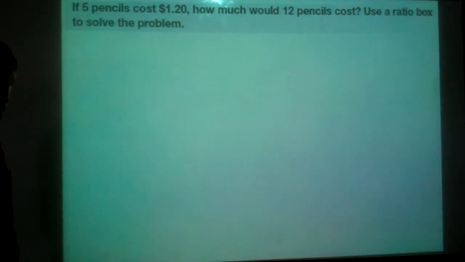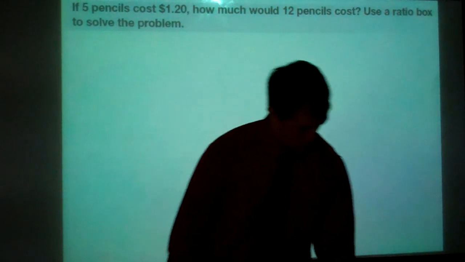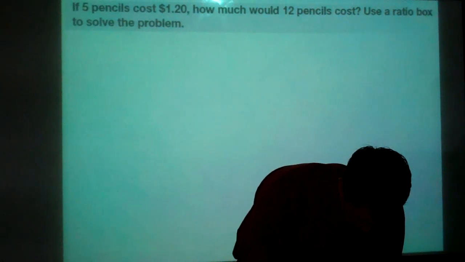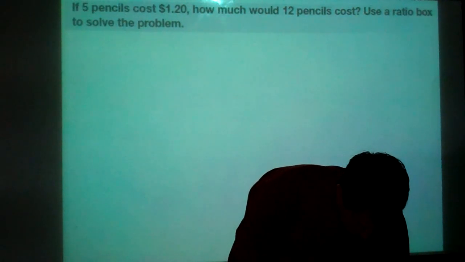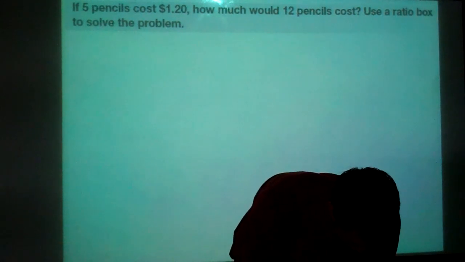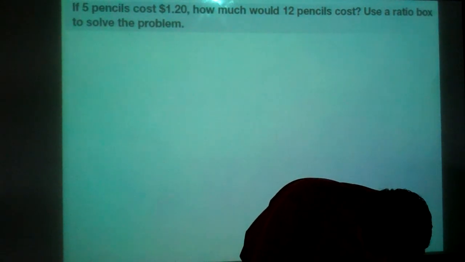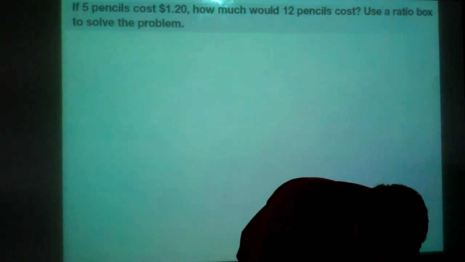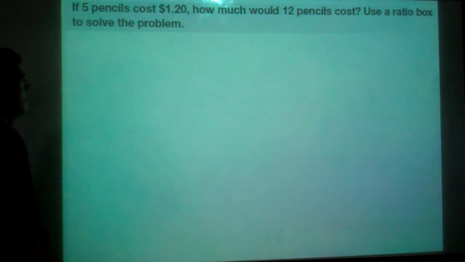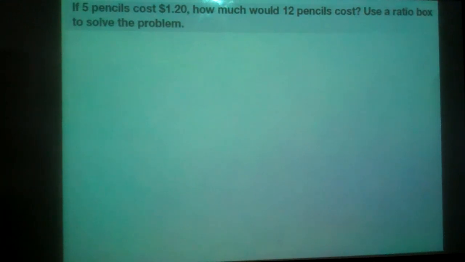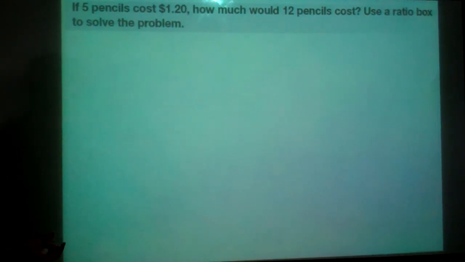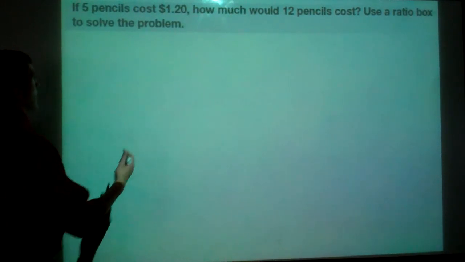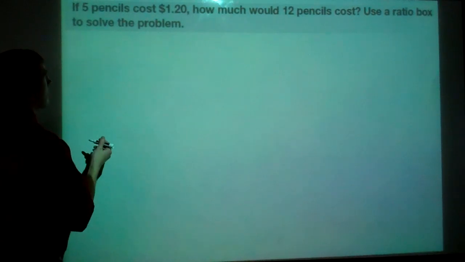So let's take a look at a problem like this. We have 5 pencils that cost $1.20. How much would 12 pencils cost? It says to use a ratio box, but we don't have to. We can figure out how much one pencil costs, and then multiply that times 12. It's up to you. I'm going to stick with the ratio box.